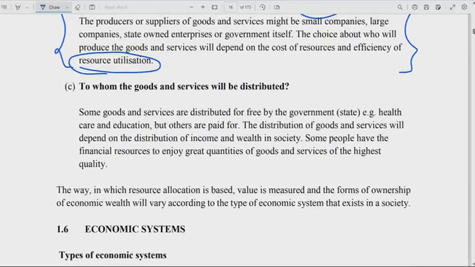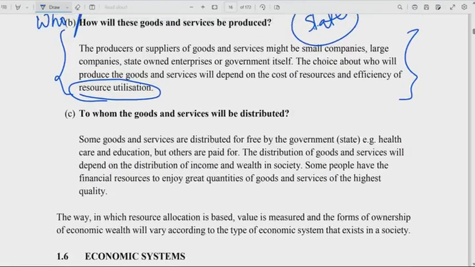So in the next section, we'll look at the economic systems. In the economic systems, we'll look at planned economy, free market, and others.